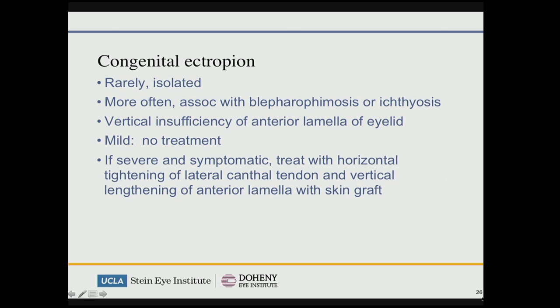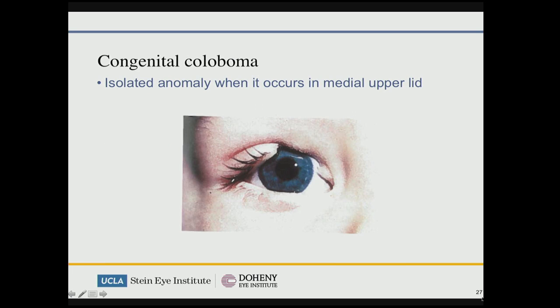Congenital ectropion is rarely an isolated condition. More often it's associated with blepharophimosis or even ichthyosis, and it's really characterized by vertical insufficiency of the anterior lamella. If it's mild, then treatment isn't really necessary or can just be lubrication. But if it's severe and symptomatic, then there needs to be tightening of the lateral canthal tendon and vertical lengthening of the anterior lamella with a skin graft. A congenital coloboma is an isolated anomaly when it occurs in the medial upper lid. It's not part of any other syndrome, and this can often be reconstructed primarily.